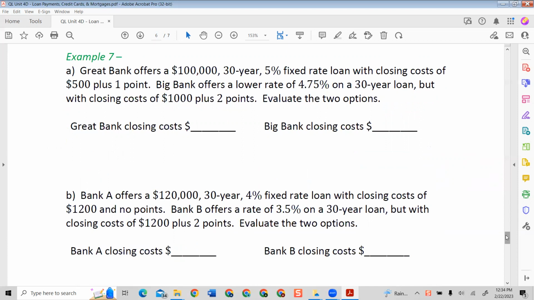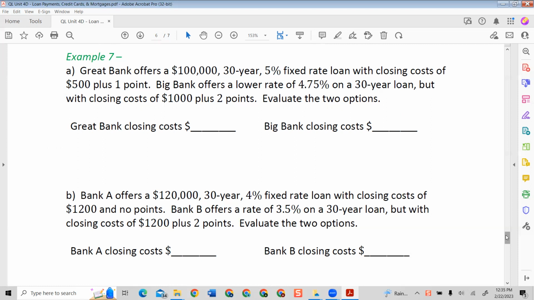So on example 7, it says that Great Bank offers a $100,000, 30 years fixed rate loan with closing costs of 500 plus 1 point. Big Bank offers a lower rate of 4.75% on a 30-year loan, but with closing cost of 1,000 plus 2 points. Evaluate the two options. Okay, so let's solve this one. We're going to evaluate the two options on this one.